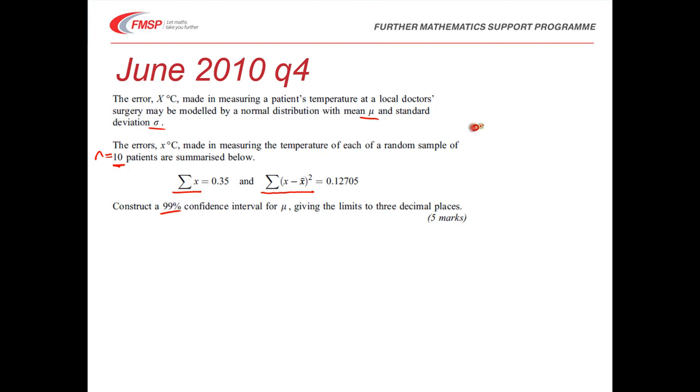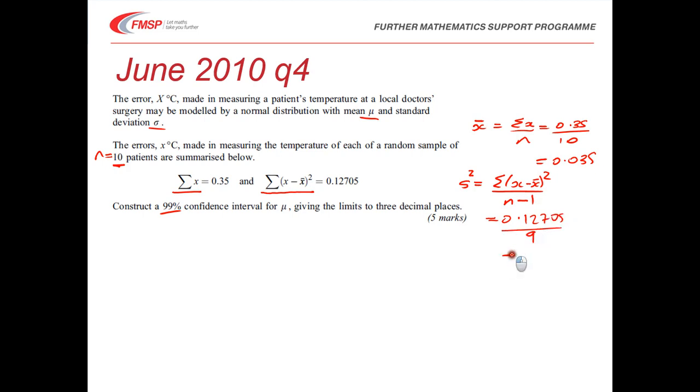So here, what do we know? Well, x bar is the sum of x over n, which we can work out: 0.35 divided by 10, that's 0.035. And s squared is the sum of the squared deviations over n minus 1. You've really got to make sure that you're using n minus 1. So that's 0.12705 divided by 9, which gives 0.0141. And you're going to get a B mark for working out both of those.